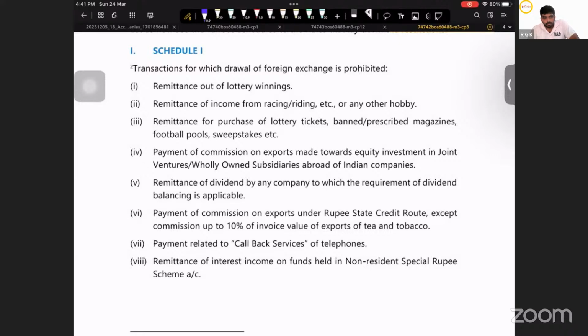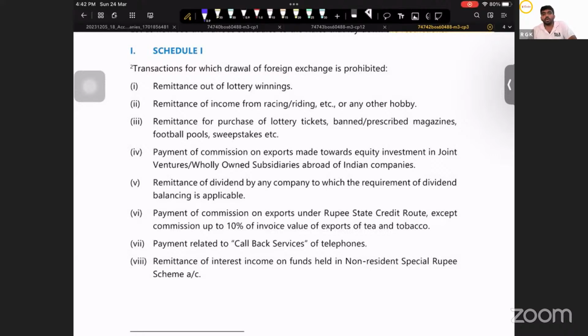Then payment of commission on exports under RSCR, that is rupee state credit route. When you export goods under the rupee state credit route, you are not permitted to pay any commission under foreign exchange. You are not permitted to draw foreign exchange for that purpose. You can pay commission up to 10% of the invoice value of export of tea and tobacco; for tea and tobacco exports, 10% of the invoice value can be paid as commission in foreign exchange.